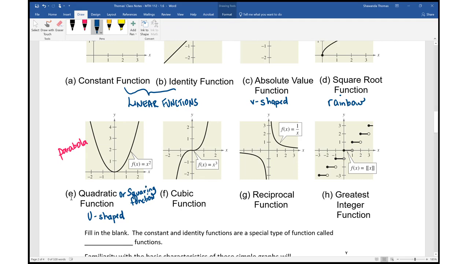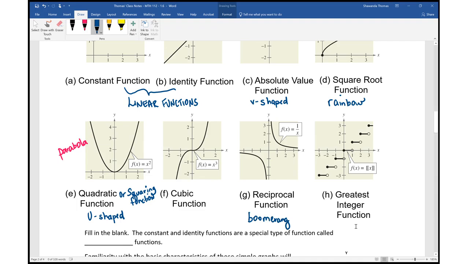The next function is the cubic function, f of x equals x cubed. How would you describe how it looks? I always describe it as a snake-like function. That's the cubic function, x cubed. The next function is the reciprocal function. How would you describe it? I've heard some students say boomerang. So I say, okay, boomerang.